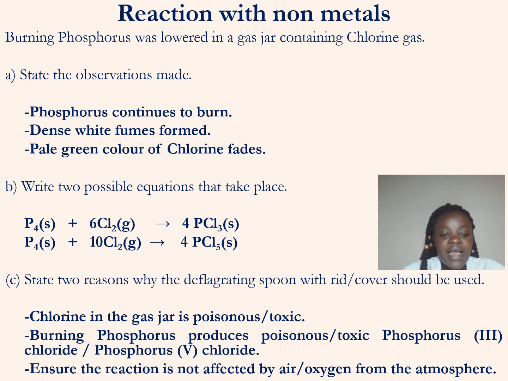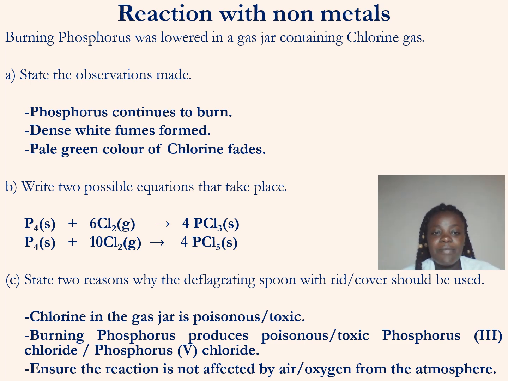Okay, now we'll again look at the reaction of chlorine with nonmetals. And here we are going to consider the example of burning phosphorus. So a burning phosphorus was lowered in a gas jar containing chlorine gas. We are told to give the observations made. So what do we see?